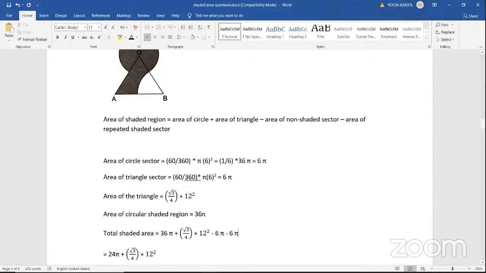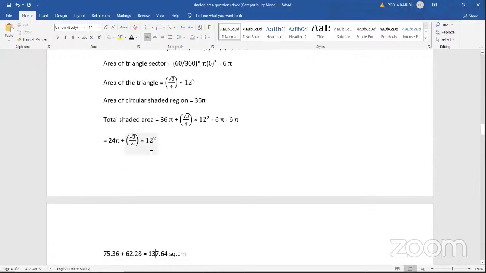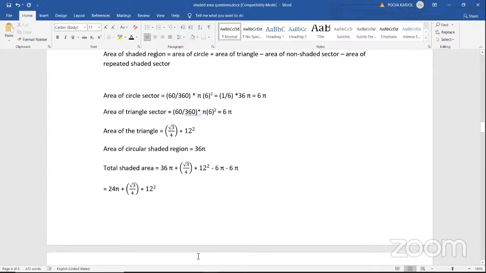36 pi minus 12 pi will give you 24 pi plus root 3 by 4 into 12 square. Get 24 pi as 75.36 plus this value as 62.28. You get 137.64 square centimeters. You can take the root 3 value as 1.73. Pi value you can take to 3 values or 2 values.